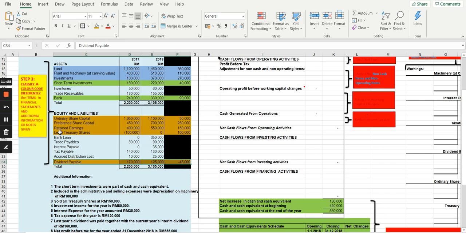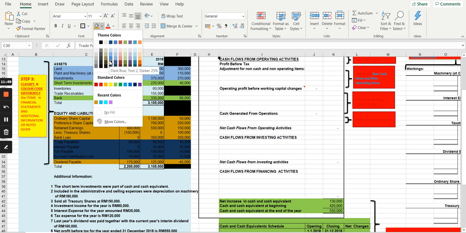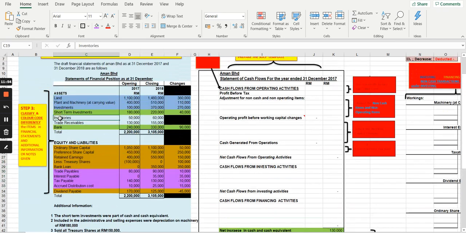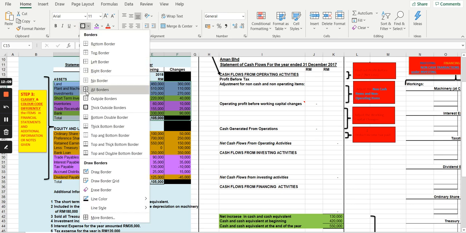The rest of the items that you have here, right? There's one more here that I left. Okay. The rest of the items, trade payable, tax payable, accrued distribution expenses, these are all going to be color coded using purple to show that they are related to operating activities. Purple. Okay, done. We're done with that. So now we can start doing our statement of cash flow by going to the next step.